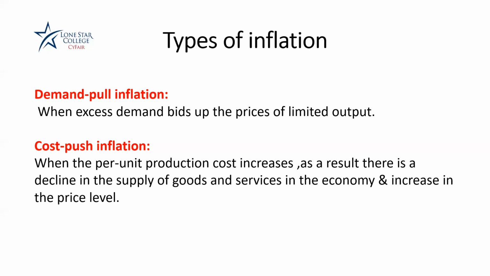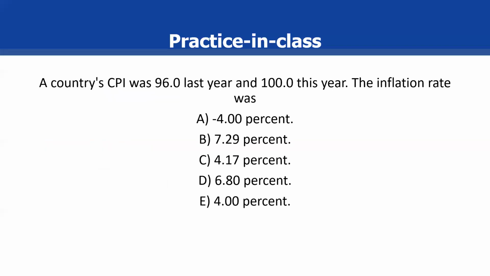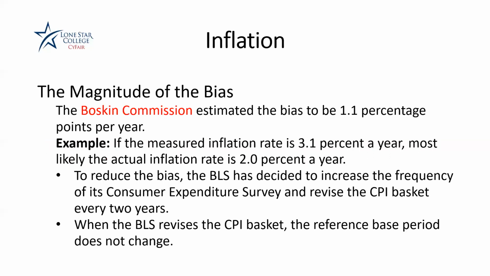And cost push inflation is when the prices are going up because of the changes in the supply. Again, in chapter 3, if you remember, we kept the demand fixed and then we decreased the supply and then we saw the rise in prices, right? So that's exactly what's happening here. So cost push inflation is when the prices are changing because of the changes in supply. Okay, so these are the two different types of inflation we have.